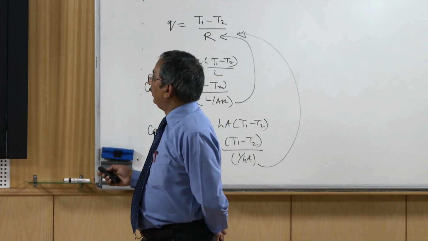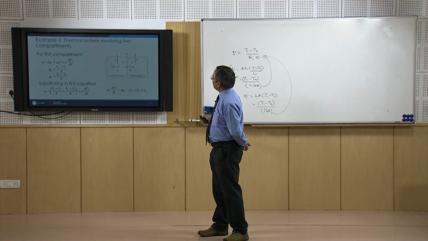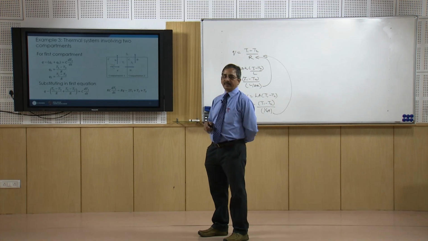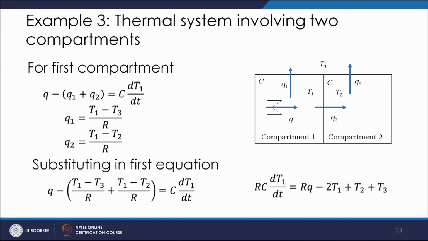Okay. So, next let us take a slightly more complicated system, that is, a thermal system involving two compartments. Suppose this is my compartment 1 and this is my compartment 2. Here, say there is a heating coil which is giving a heat of Q to the room. The room temperature is say T1, its capacitance is C, and there is a Q1 heat transfer taking place between the room and the surrounding, and this surrounding is at temperature T3.